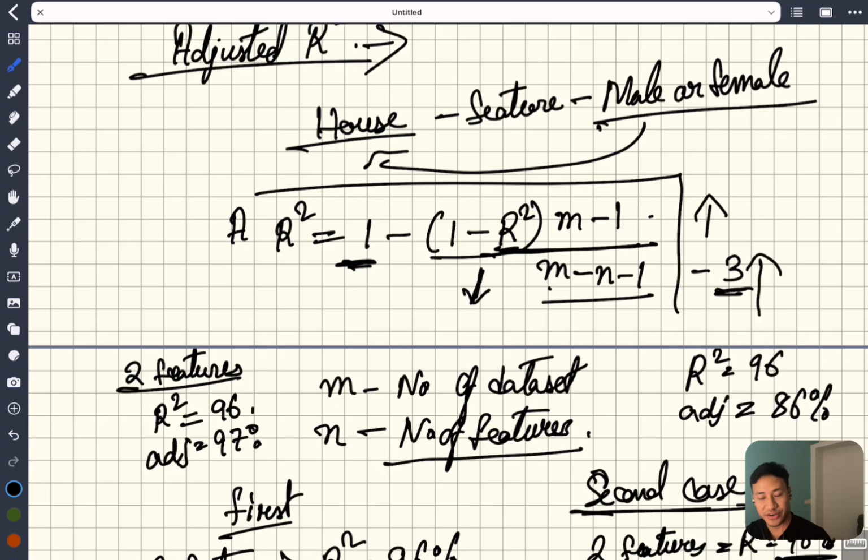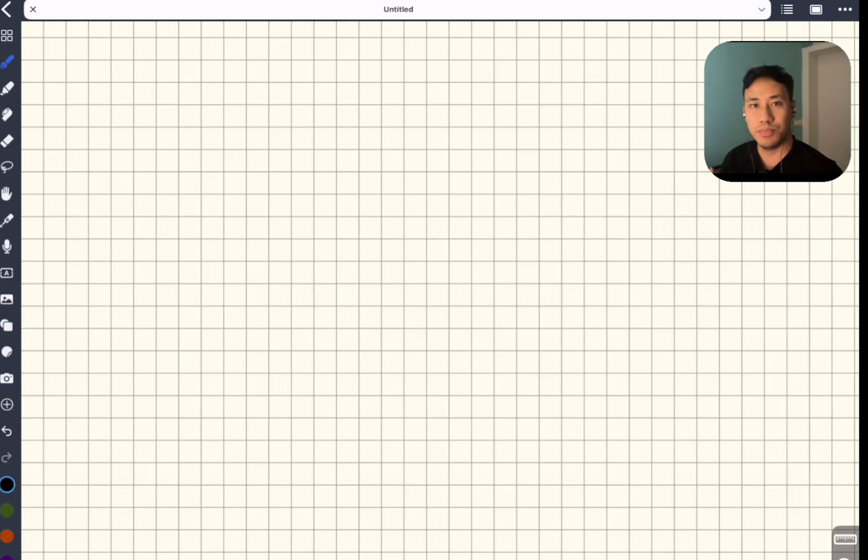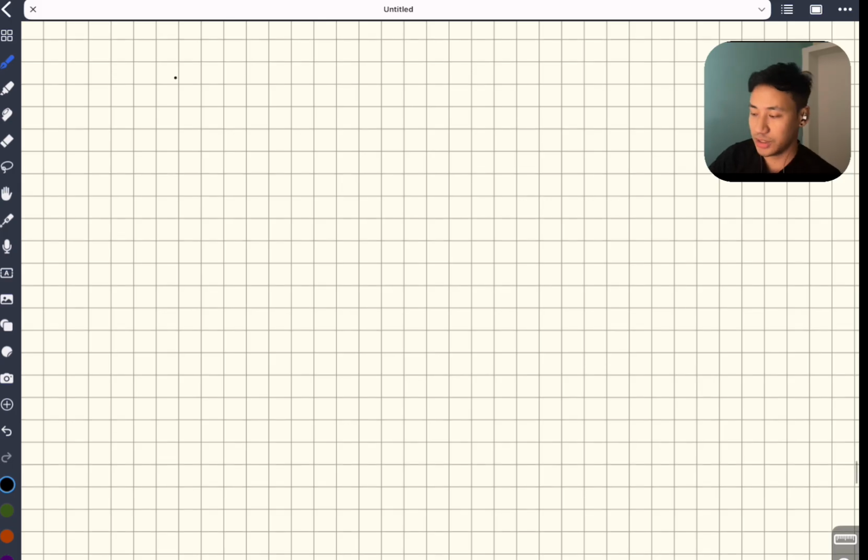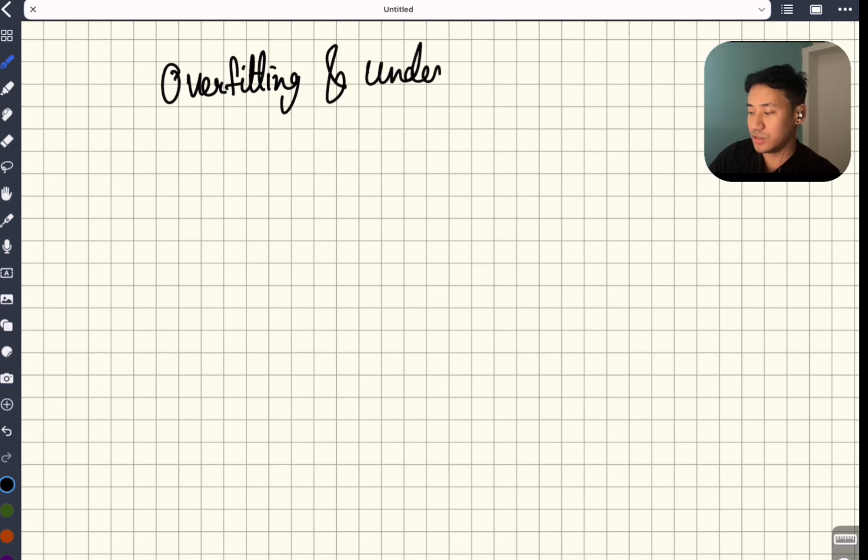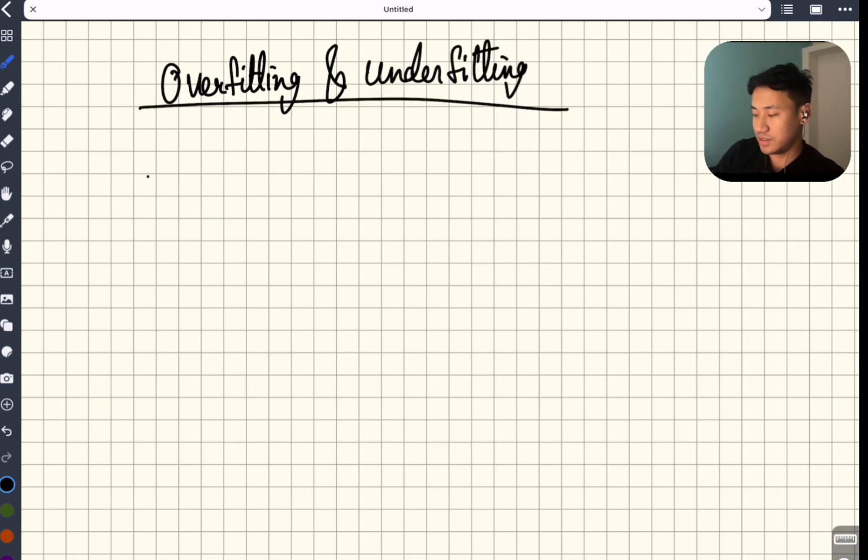These are performance metrics. Now after performance metrics, we'll try to understand a very important term in machine learning, that is overfitting and underfitting. And we'll try to see how we can overcome overfitting and underfitting. So what is overfitting and underfitting? Let me give you an example. Let's say this is a graph.